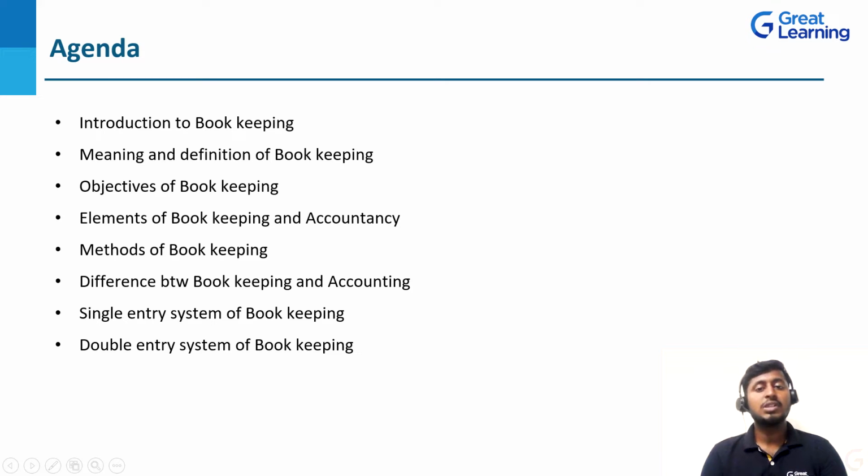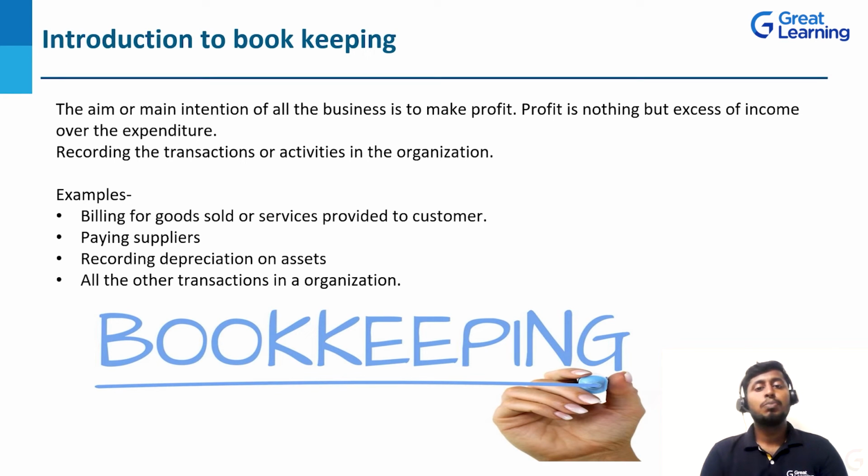So first we'll start with the introduction to bookkeeping. Bookkeeping is also known as primary books of accounts. In general terms, bookkeeping is nothing but recording whatever activities or transactions we have. If you take the example of any company or organization, if you want to visit one person in that XYZ department, the security is not going to allow you directly, correct?